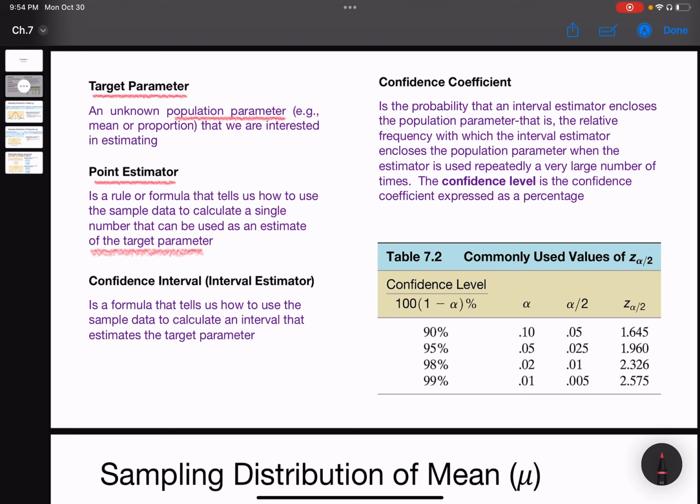And confidence interval, also the same as interval estimator, is a formula that tells us how to use the sample data to calculate the interval that estimates the target parameter.